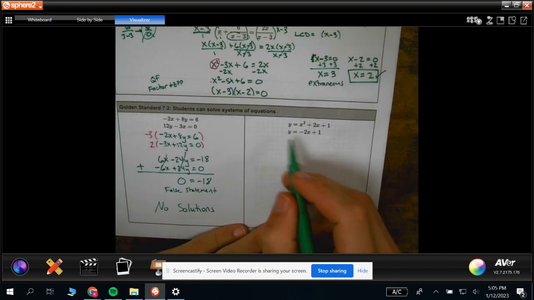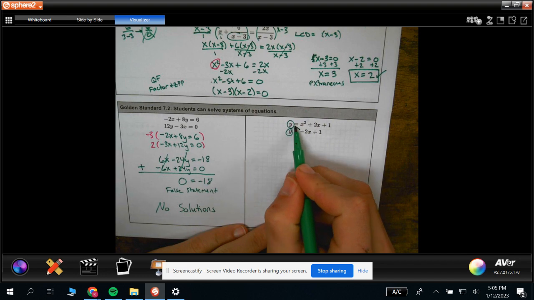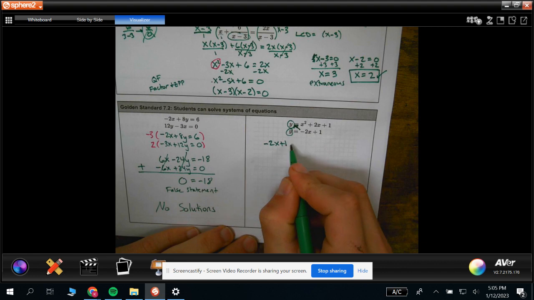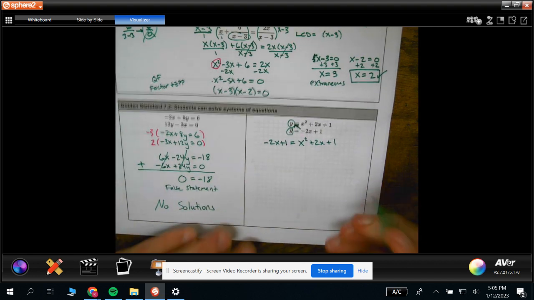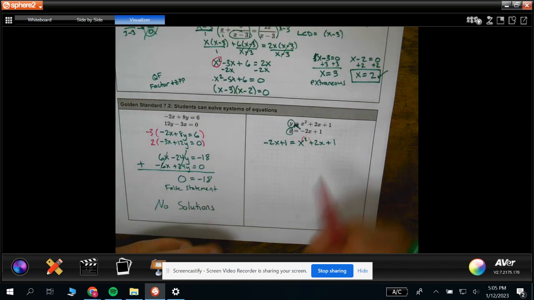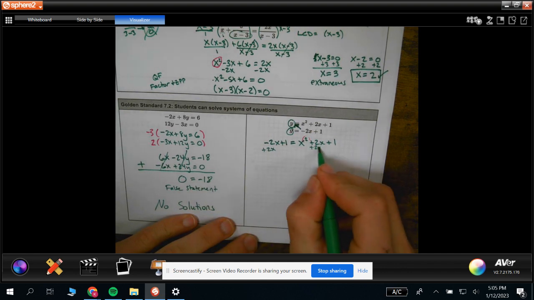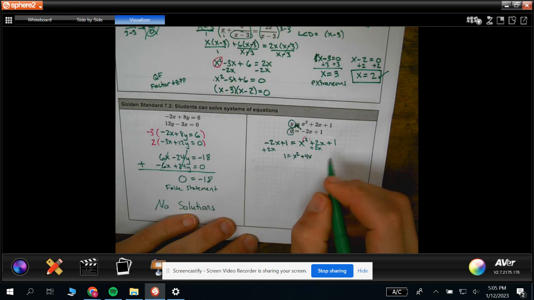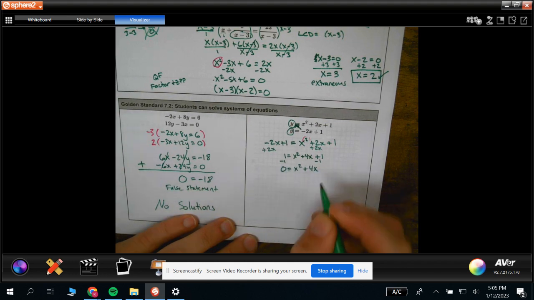I see I've got a quadratic and a linear, and I see they are both equal to y. Then in that case, I'm going to substitute the other equation in for y to get negative 2x plus 1 equals x squared plus 2x plus 1. Now again, because this is a quadratic, I know I need to get it set equal to 0. So let's add 2x to both sides. So I get 1 equals x squared plus 4x plus 1. Now I'm going to subtract 1 from both sides to get 0 equals x squared plus 4x.